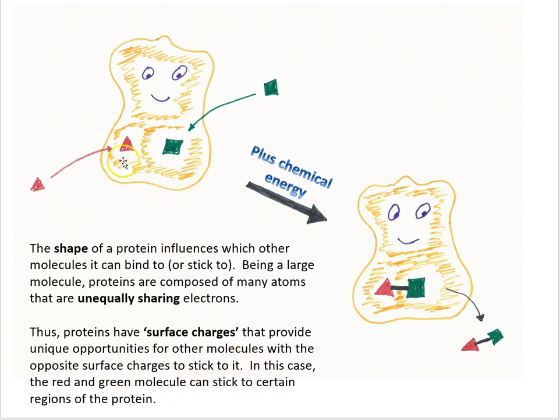So this is why the red and the green molecules stick to this particular protein, because this particular protein has certain surface charges that are the opposites of the charges on these molecules, and so these molecules will stick to these different binding sites, and that gives the protein the opportunity to make a chemical bond, to push them together, make a chemical bond between the two. Of course, that does require ATP energy.